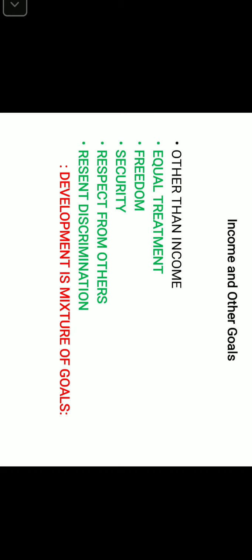That may be the freedom, that may be the security, that may be respect from others, that may be an end to discrimination. So development is not only income, it involves many other goals. So how can we define this development? It is a mixture of goals. Development is a mixture of goals, right? So let us see how it is a mixture of goals.